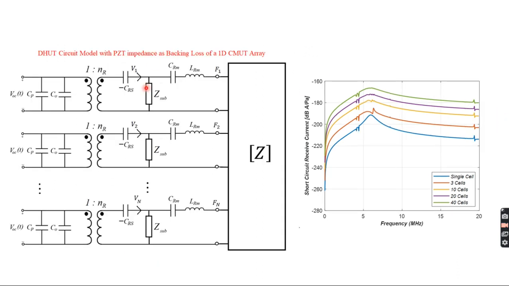But if you have a PZT backing, then despite the fact that you have a large number of cells, you still see these two notches around 4.5 megahertz, which is the operating frequency of the PZT. That coupling holds even for a large number of cells, and you still have this peak, and the bandwidth you can see is limited due to this coupling from the low frequency stack.